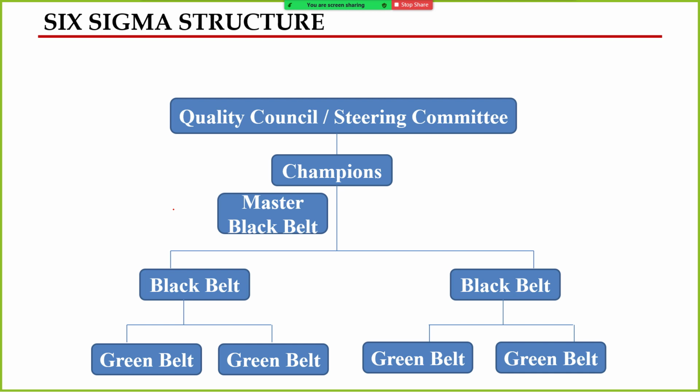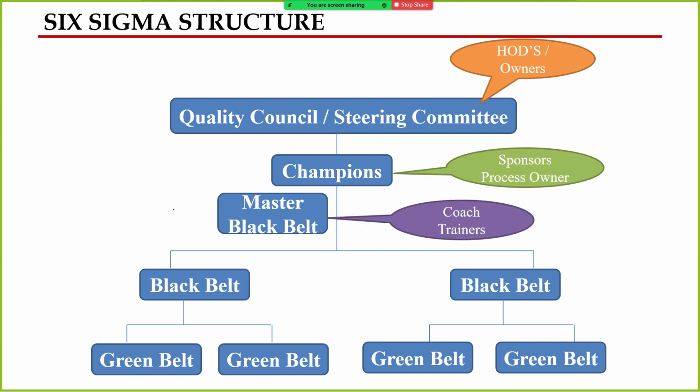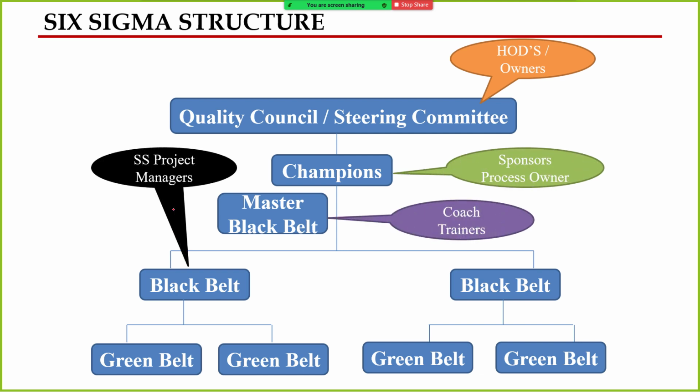Now, the question is, in order to implement Six Sigma, what kind of team structure do we need? First of all, we have the steering committee or the quality council, which is normally the head of the department or the owner, who is initiating the Six Sigma project. And then we have a champion. The champion is the process owner. Whether we are going to implement this Six Sigma project in the cutting department in the textile sector, or in a sewing department or a finishing department or a packaging department.